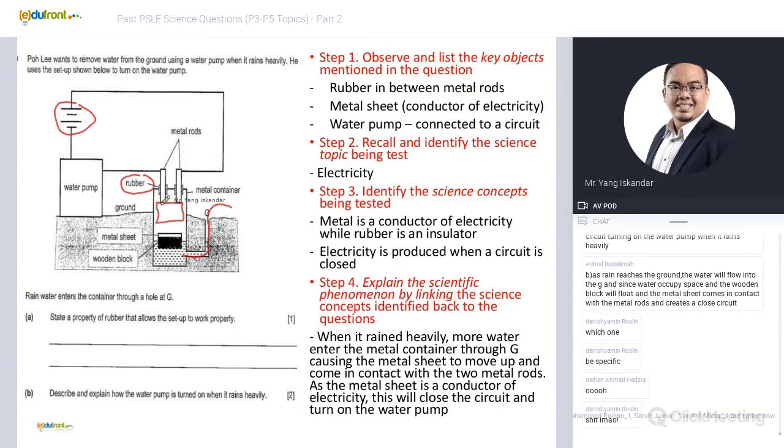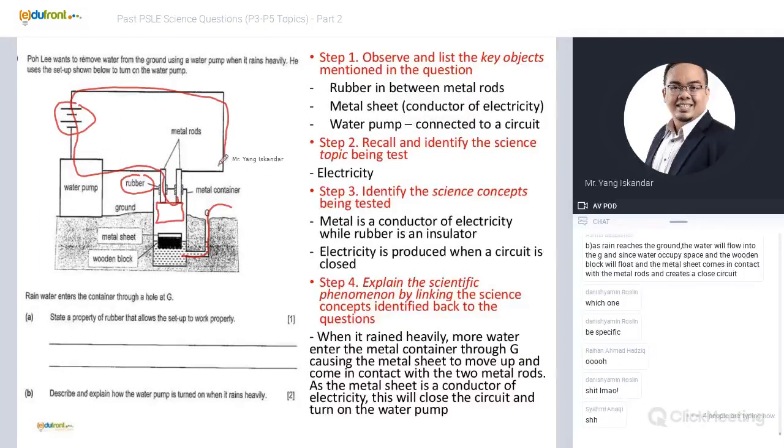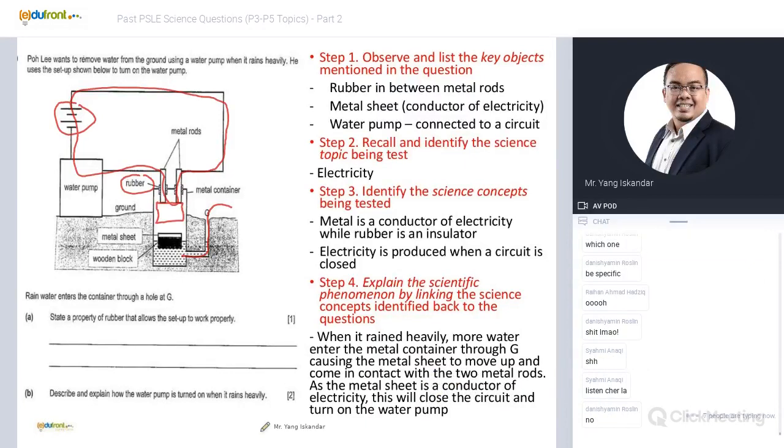since metal is a conductor of electricity, it will form a closed circuit. So you can see here, closed circuit. So what happens when the circuit is closed? It will turn on the water pump.